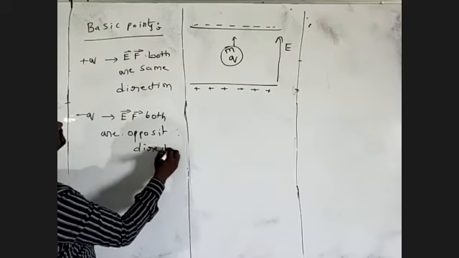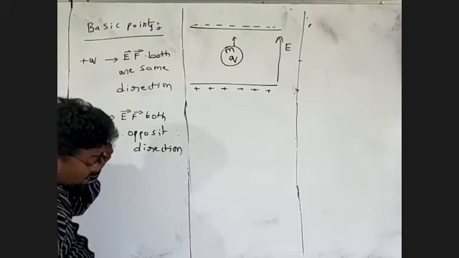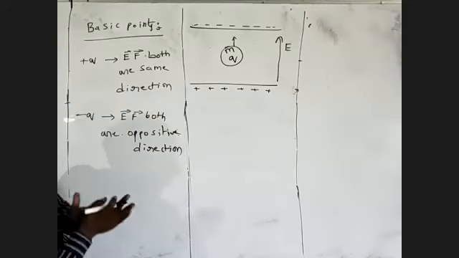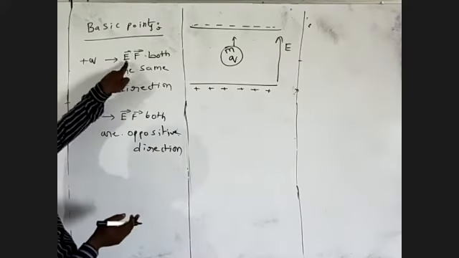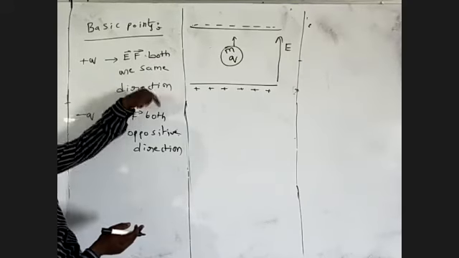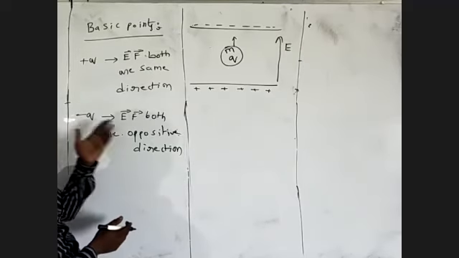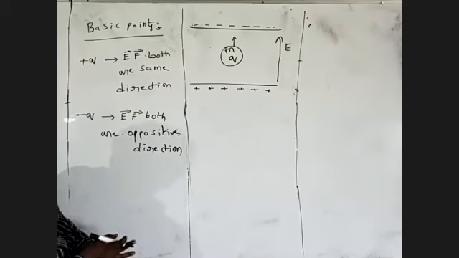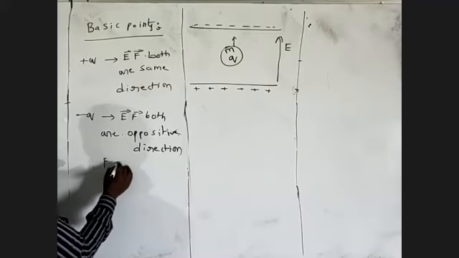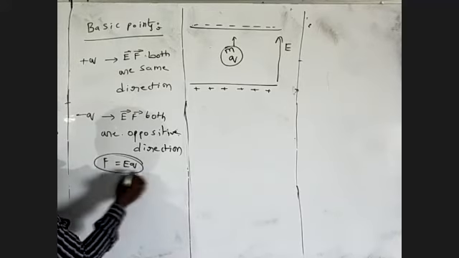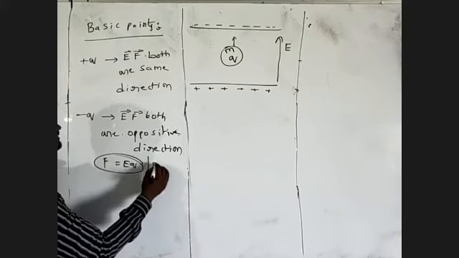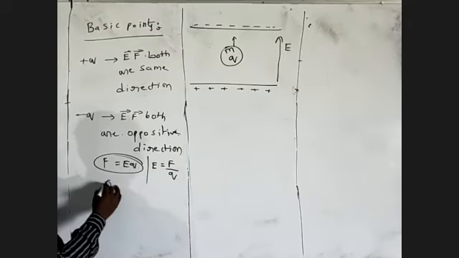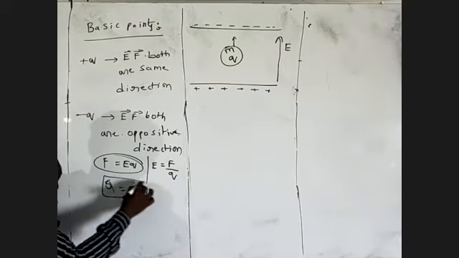Opposite direction. Positive charge means the electric field and force are both in the same direction. Negative charge means the electric field and force are in opposite directions. Next, F is equal to EQ, so electric field is equal to force by Q. Q is equal to Ne. This is the quantization of charge.